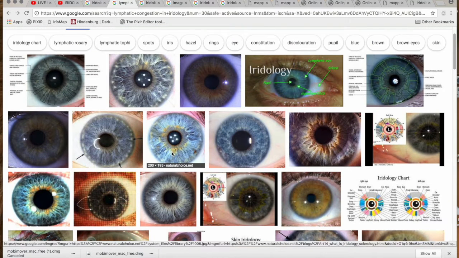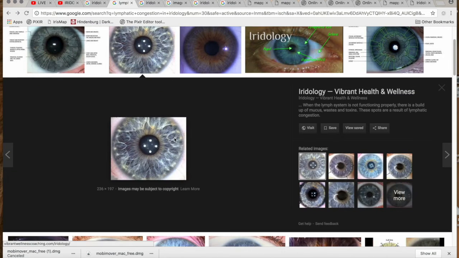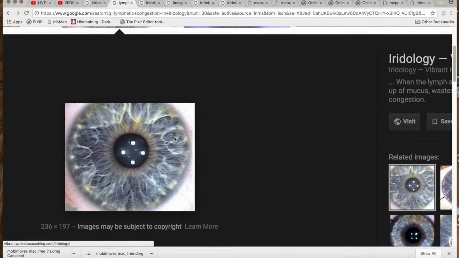So on this page, what I really want to talk to you mostly about is lymphatic congestion. So let's look at an eye. Let's take this eye, for example. You see all this white. This is a blue eye, and all this white that you see everywhere is lymphatic congestion. Wherever this white is, whatever organ that is, that's the area that the body's having problems with.